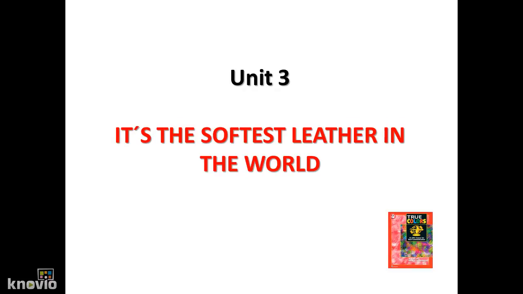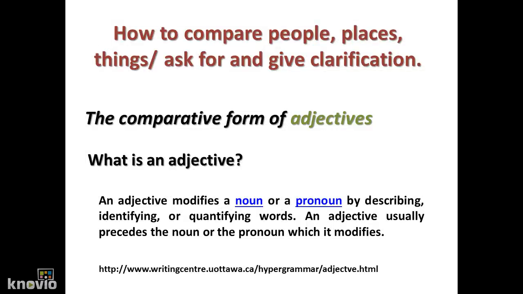Today's class is going to be about unit number 3. It's the softest letter in the world by True Colors number 2. On this occasion, we are going to learn how to compare people, places, or things, and ask for and give clarifications. But first, we have to know the comparative form of an adjective. But what is an adjective?